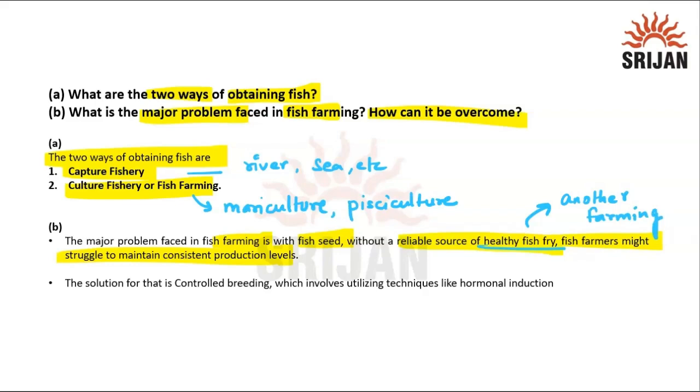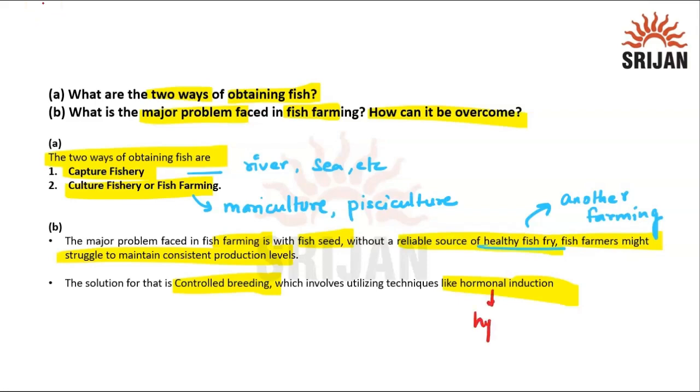Now another thing is, since you are culturing it, there is no natural way, it is artificial. Sometimes the fishes are not able to breed properly, or they are not able to understand their breeding season. So in such cases you do controlled breeding, where you give certain hormones which are required by the fishes to go through the breeding process. That's how you can actually get healthy fish fry as well.